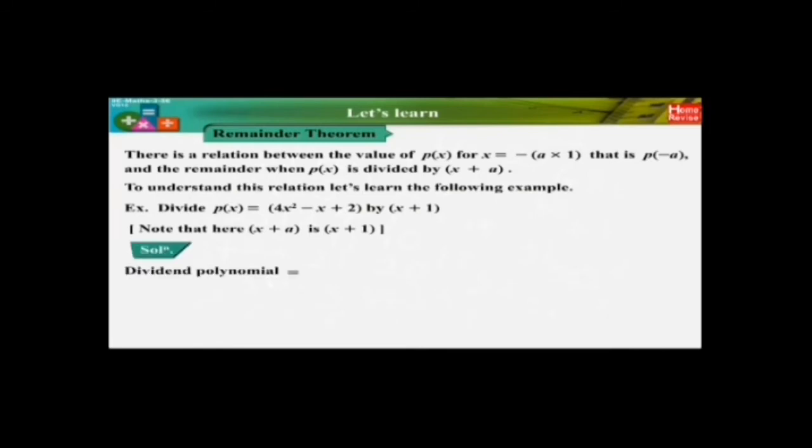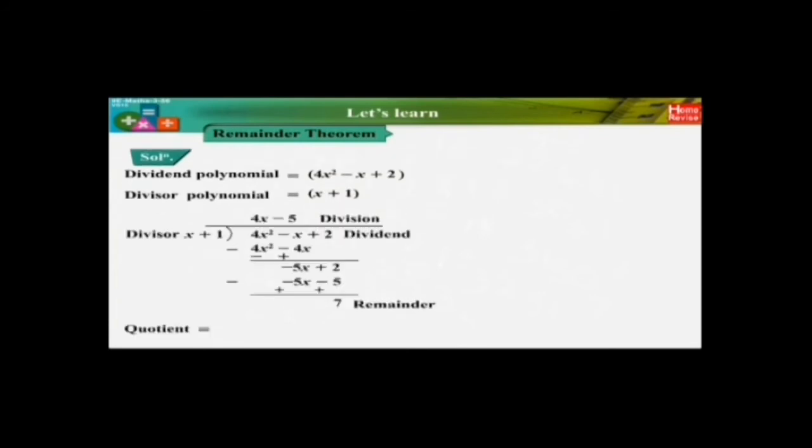Solution. Dividend polynomial is equal to 4x square minus x plus 2. Divisor polynomial is equal to x plus 1. We'll divide and we'll get quotient is equal to 4x minus 5 and remainder is equal to 7. Mark it as equation 1. Let's divide by synthetic method now.